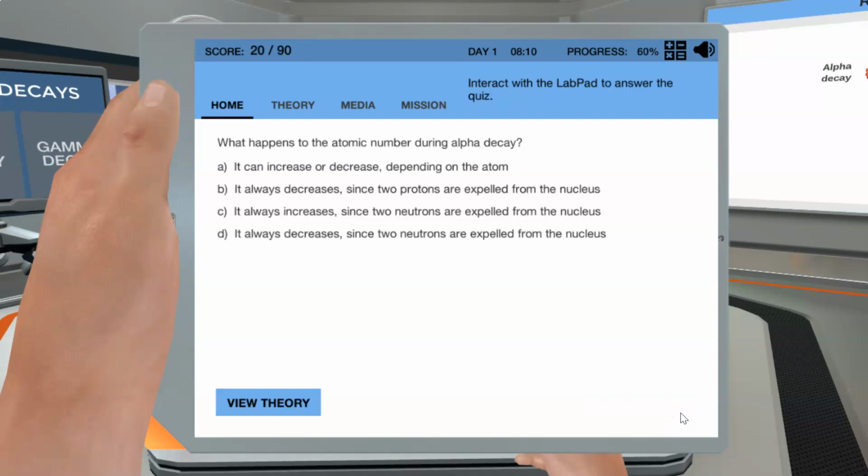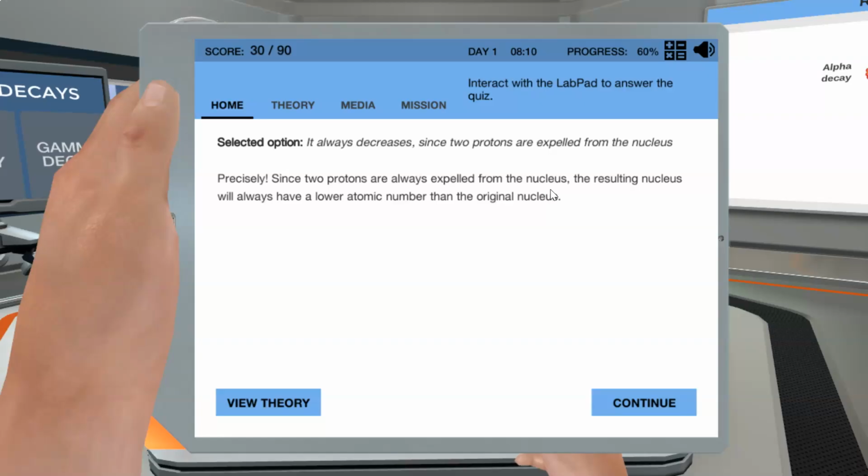What happens to the atomic number during alpha decay? Precisely. Since 2 protons are always expelled from the nucleus, the resulting nucleus will always have a lower atomic number than the original nucleus.